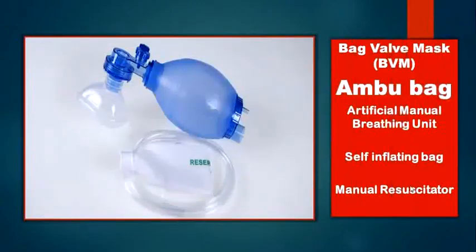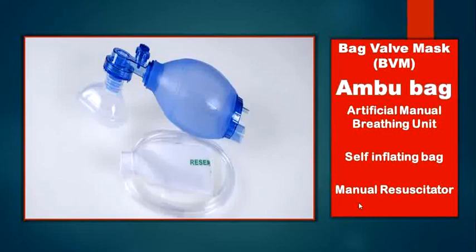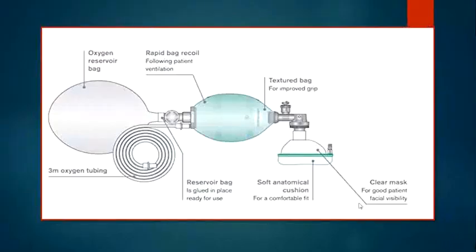Again, it is also called a manual resuscitator because it is used in the resuscitation of babies, of patients in general. They may have apnea or difficulty breathing. Now, these are the parts of the ambu bag, or, as we say, the bag, valve, and mask.